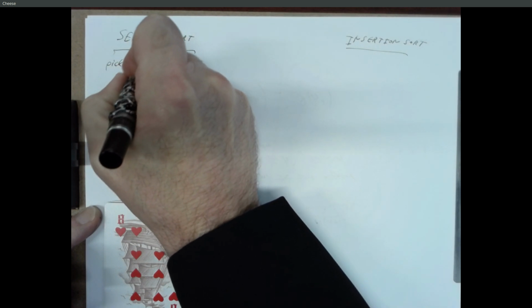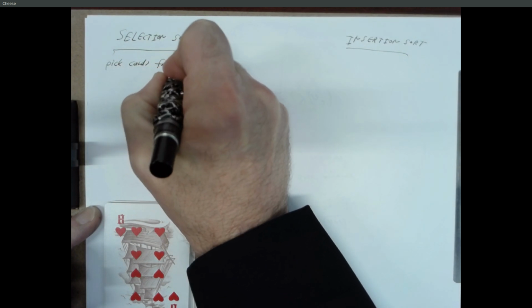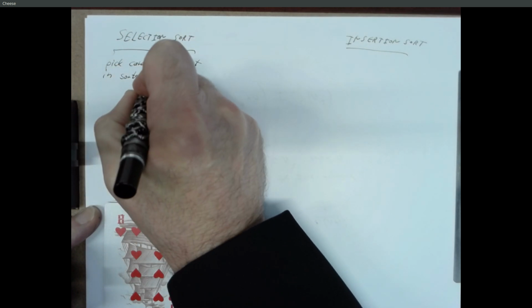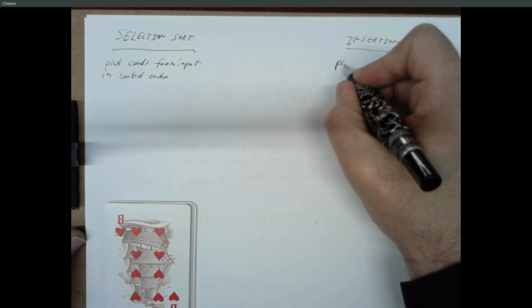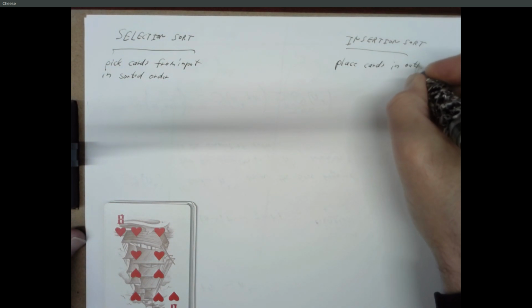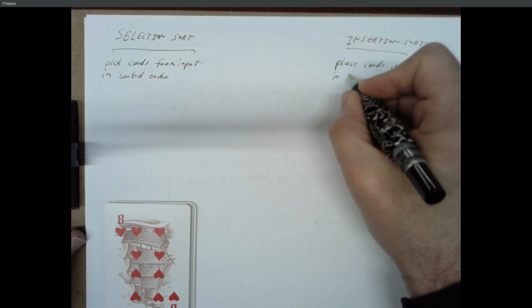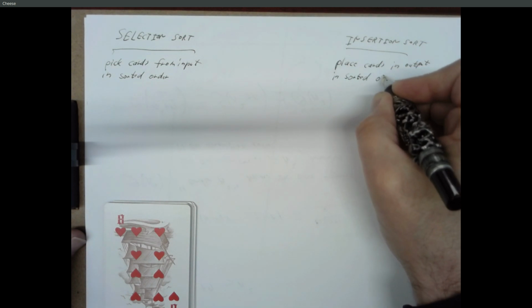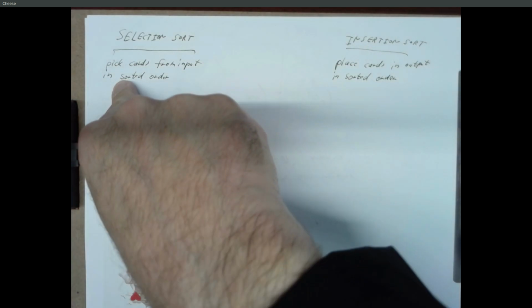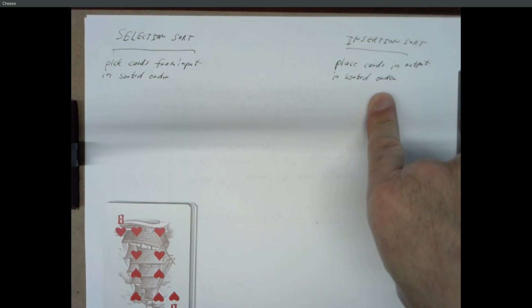Okay, in a selection sort, we pick cards from the input in sorted order. And in insertion sort, we place cards in the output in sorted order. So selection sort, we're selecting cards in a particular order. Insertion sort, we're inserting cards in the output in a particular order. So it's kind of where the sorting has happened.